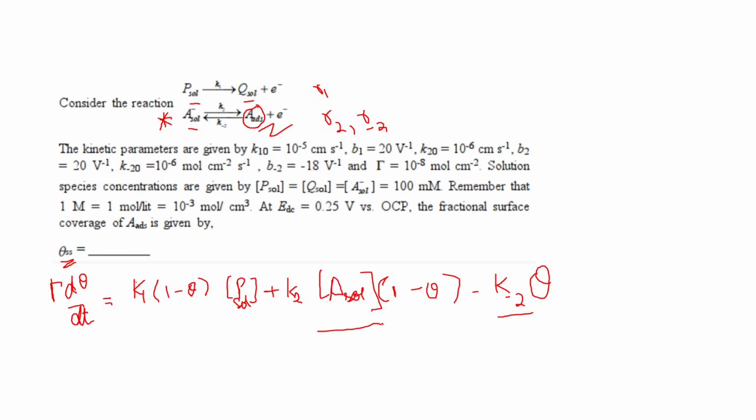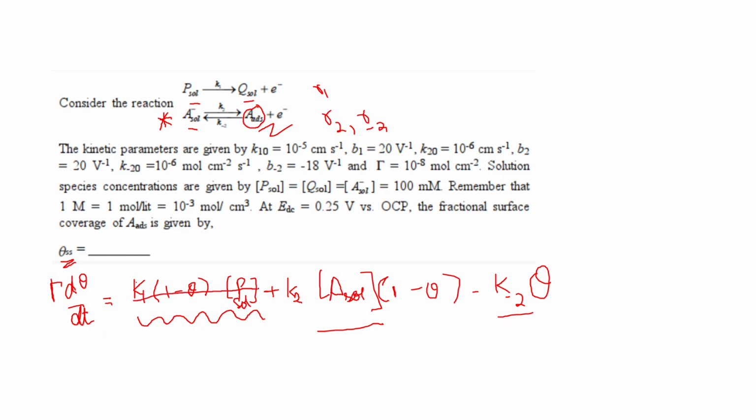Okay. Now the question is, is this equation correct? As someone has told, you know what theta is. Theta is just the fraction of sites which are occupied by the adsorbed intermediate. I told you if A adsorbed is formed, you give a positive rate, and if it is consumed, we give a negative rate. Now see this part. This comes from the first reaction step, where P solution gives Q solution. Is A adsorbed formed or consumed? No. So how can we account for that? Yes, this part is not needed.